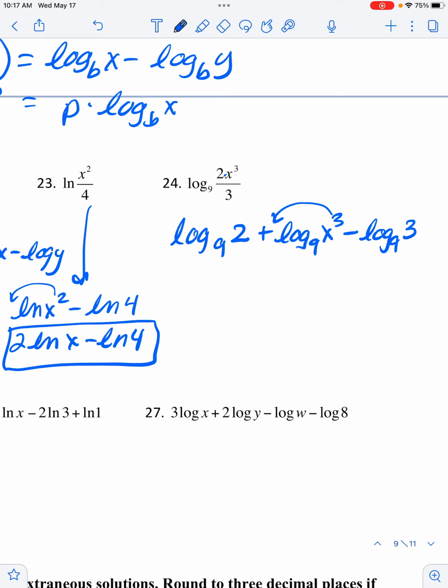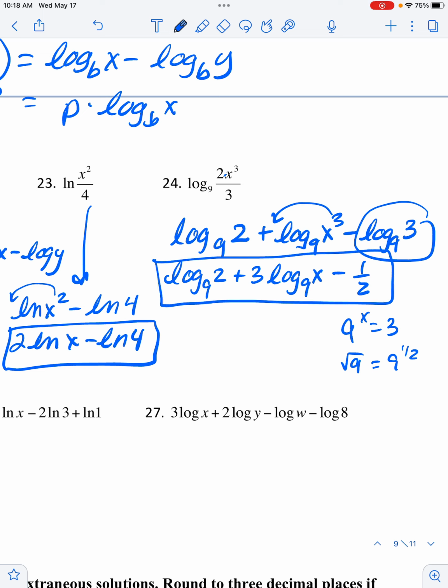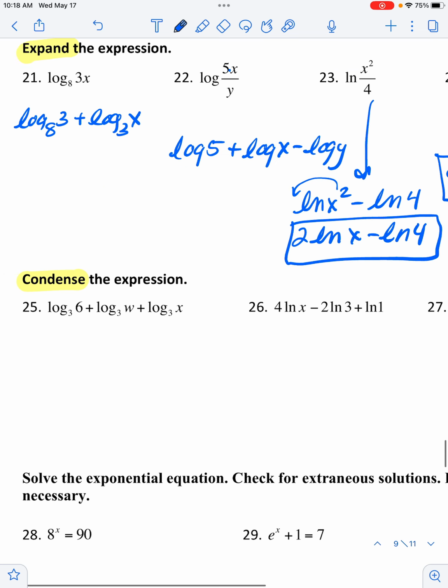This has to go down in front. There's nothing I can do with this one, but the 3 can drop down in front here. And then if you see on the answer key, this is actually a half. I don't think I'd be picky about that, but what this technically means is 9 to what power is 3, and that would be the square root of 9, which is 9 to the half. So technically that you can do on your yellow card, and you would write it as a half. I don't think it comes up on the test, but if it did, I would give credit for either one.